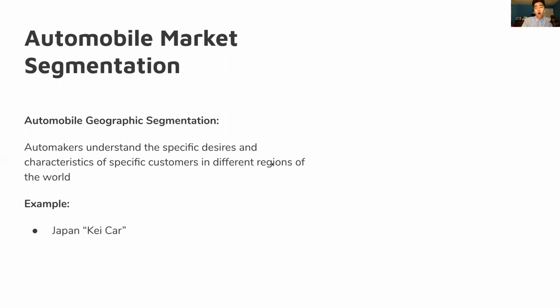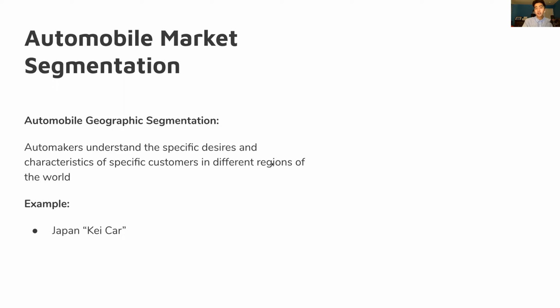Now, let's talk about automobile market segmentation. So remember that market segmentation is the process of dividing a market into meaningful, relatively similar, and identifiable segments or groups. A great example of this is geographic segmentation, which refers to segmenting markets by region of a country, of the world, market size, market density, or climate. And automakers understand the specific desires and characteristics of specific customers in different regions of the world.